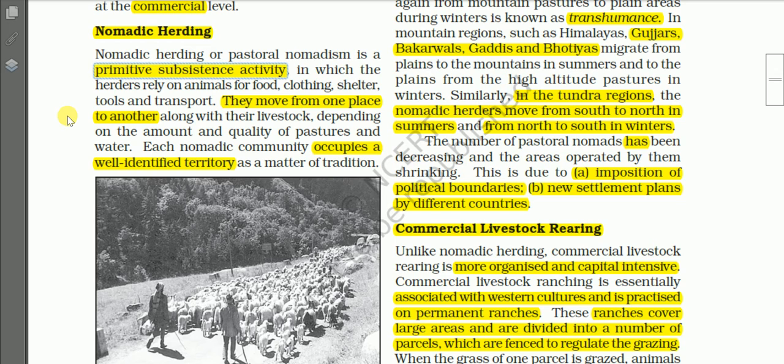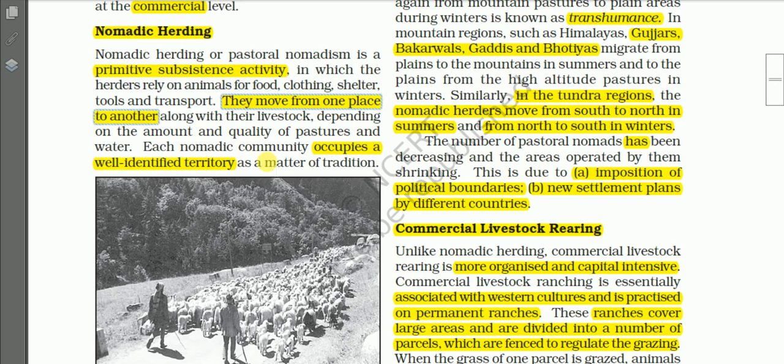In nomadic herding, we don't find permanent settlements. The herders move from one place to another in search of grassland and water, and hence it is also known as pastoral nomadism. This is a primitive subsistence activity. Subsistence, as I mentioned earlier, is mainly for sustenance of the family, in which the herders rely on animals for food, clothing, shelter, tools, and transport.